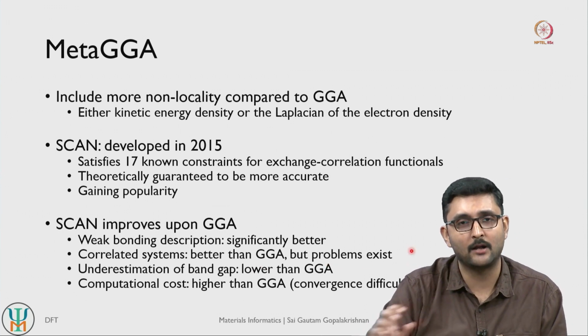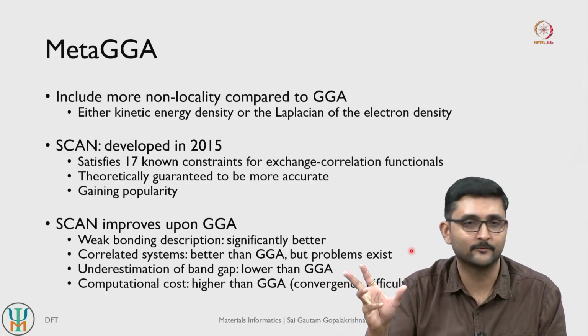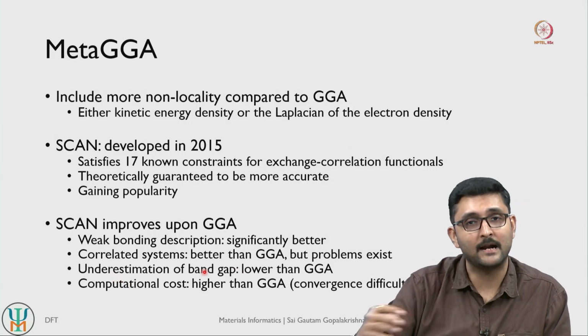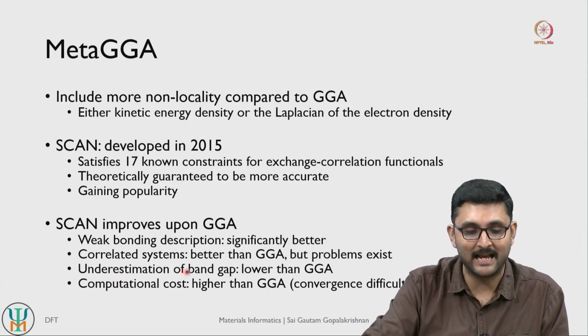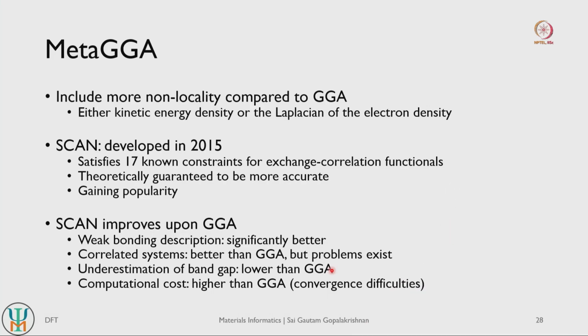So not all systems are treated better. There are few systems that are treated better, few systems where problems persist. The band gap problem, so underestimation of band gaps, is actually lower than GGA, but again the problems are there. So SCAN also underestimates band gaps compared to experiments, but it underestimates them less frequently compared to GGA. And the computational cost definitely is higher than GGA, so there are some convergence difficulties associated with doing SCAN calculations compared to that of GGA.